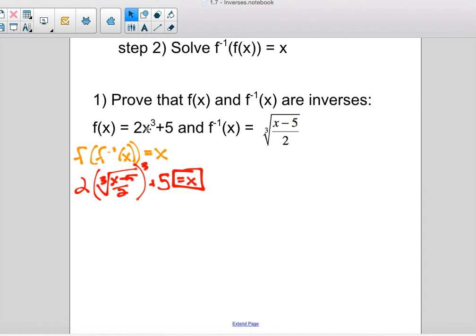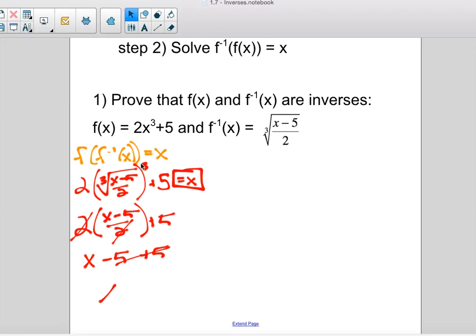So first things first, I noticed, PEMDAS, I'm going to do exponents first. So the third root and the third, those will just cancel each other out. So I get 2, and then x minus 5 over 2 plus 5. And then my 2's would cancel, so I get x minus 5 plus 5.